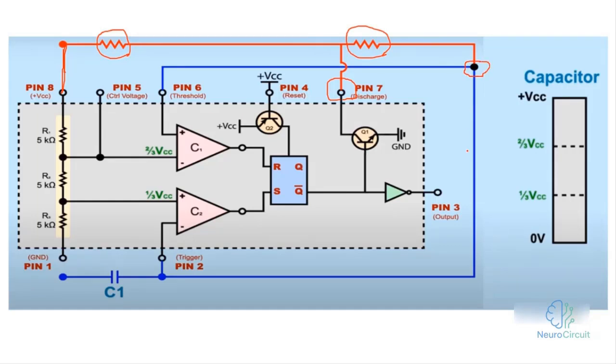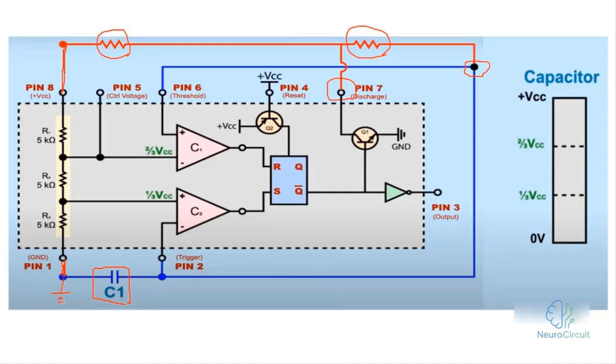So all 3 pins, 2, 6, and 7, are connected to ground through a capacitor that I placed here, which is also connected to pin 2. I don't know why I didn't connect these. It goes to ground, or in this case, my pin 1 is grounded or connected to the ground pin.